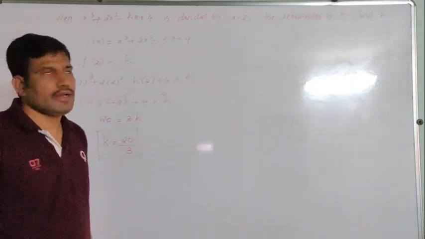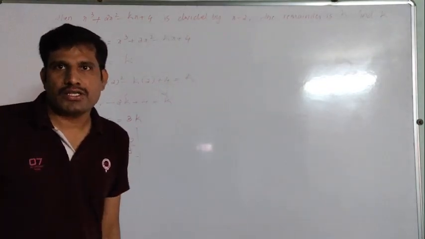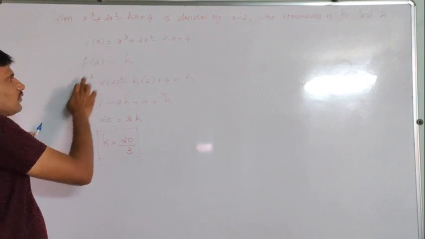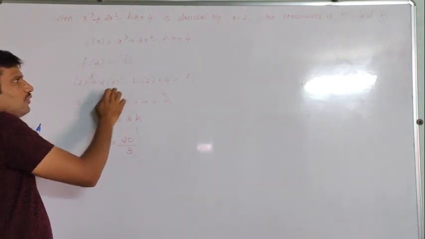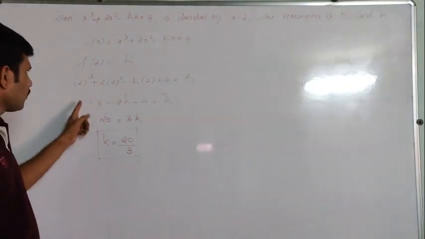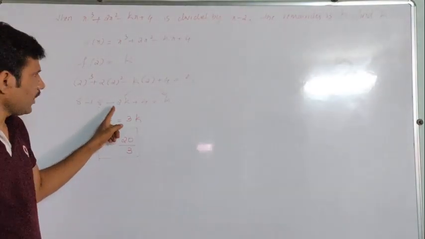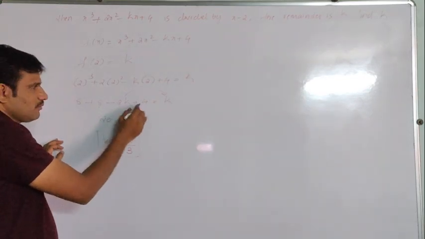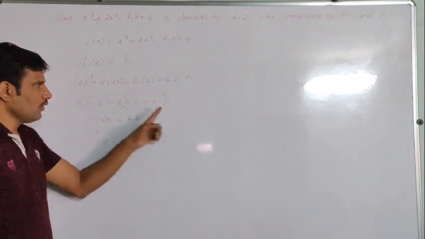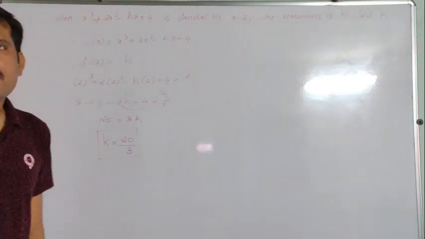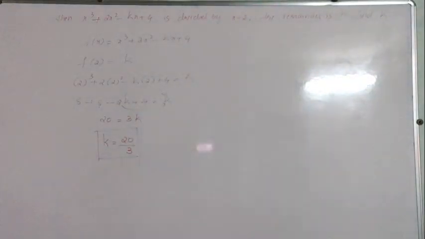Is it clear? Right, so when this polynomial is divided by x minus 2, the remainder is k. So f of 2 equal to k. Put x is equal to 2 here: 2 cube plus 2 into 2 square minus a into 2 plus 4 equal to k. So 2 cube is 8, 8 minus 2a plus 4 equal to k. 8 plus 8, 16 plus 4, 20 is equal to k plus 2a. So then what is the value? 20 by 3. Is it clear? So write it up.